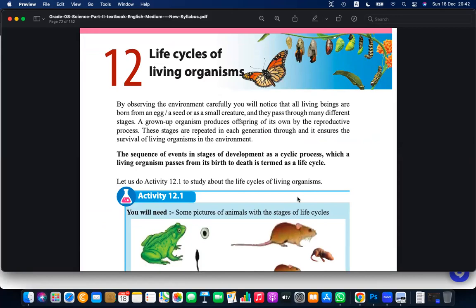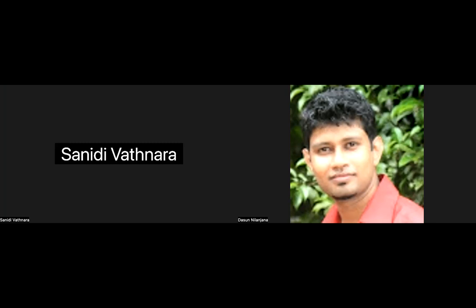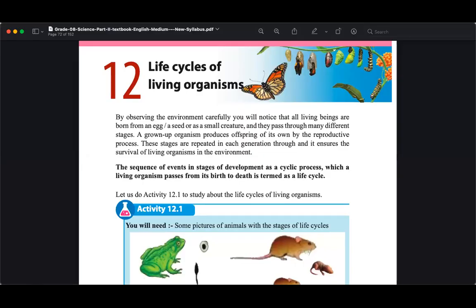life cycles of living organisms. That is our next lesson. So you can write down the heading: life cycles of living organisms. Okay, so first of all, we have to identify why it is called a cycle.